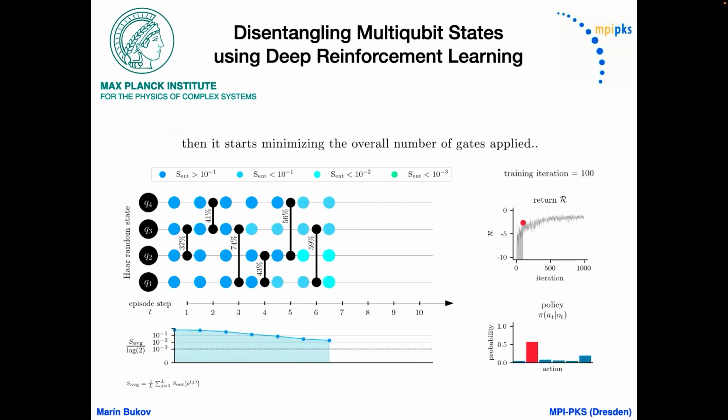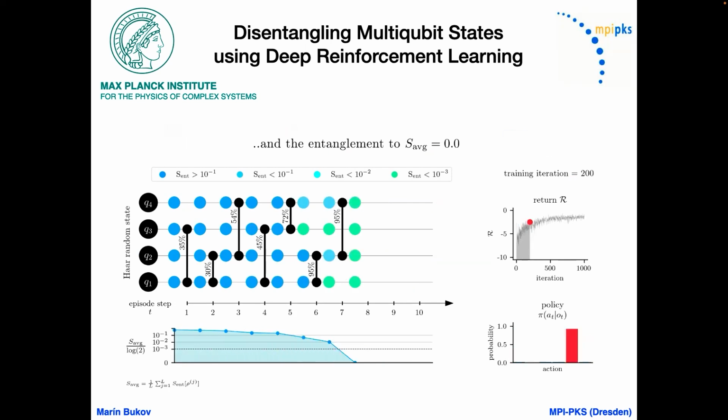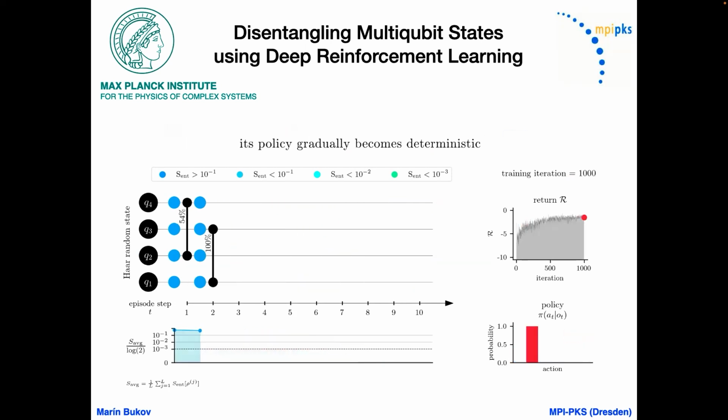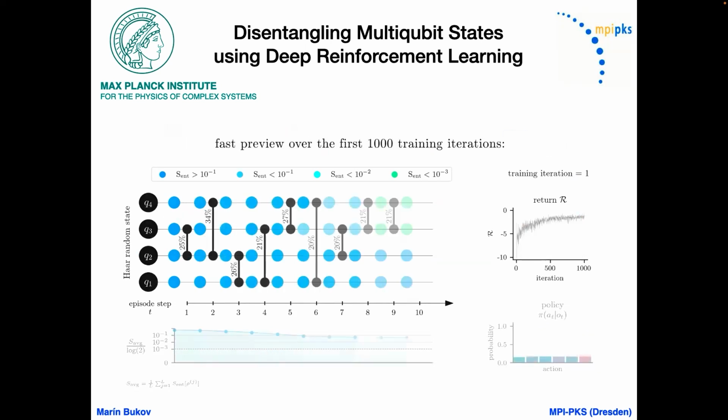And the whole point now is to start minimizing the number of gates applied. And we want to minimize the number of gates because these gates are costly on noisy quantum computers. And today we only have noisy quantum computers. And so it first minimizes the number of gates, then it starts reducing the entanglement. Now you see that this curve always goes down to 0, which is pretty neat.